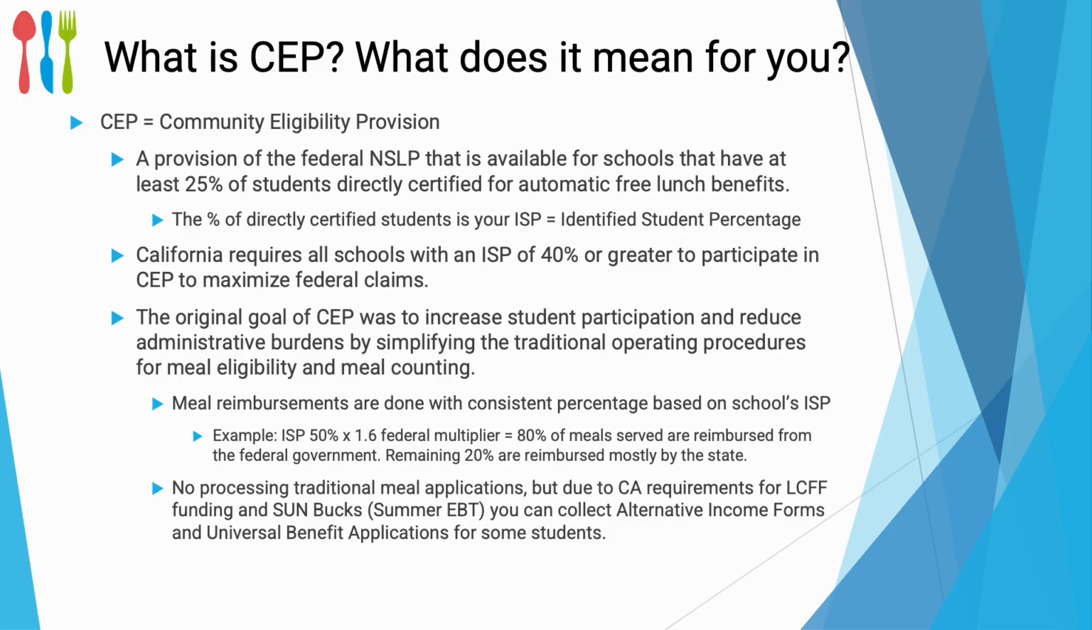But in California, due to requirements for local control funding formula dollars and Sunbucks, or Summer EBT, you can collect forms like the alternative income form or the universal benefit application to get individual student eligibility data that you need for things other than the meal program. So technically speaking, as a CEP school, you don't need these forms for anything to do with food service. It's just for other funding eligibility.